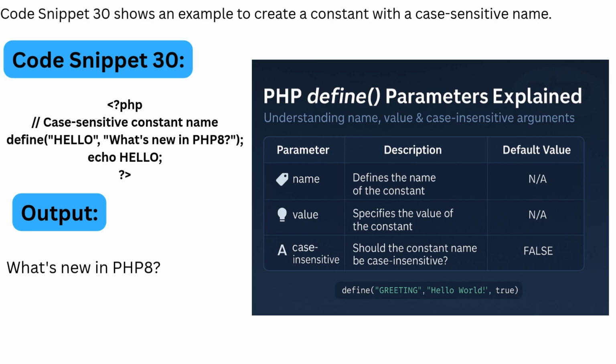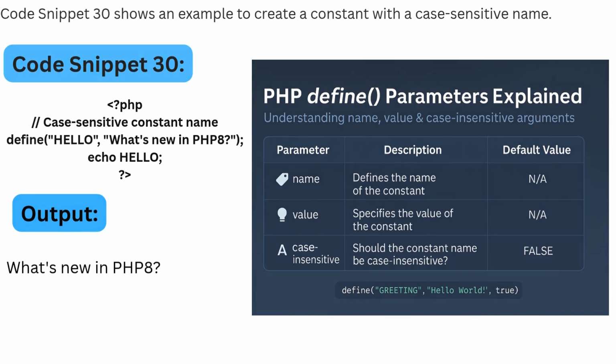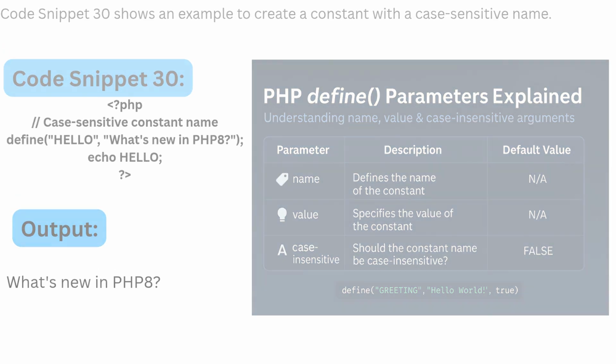It stores the string "What's new in PHP 8." The output of the program is exactly that text. And from PHP 8 onward, all constants are strictly case-sensitive, which is now the only accepted behavior. This makes your PHP code cleaner, more secure, and easier to maintain in modern development environments.